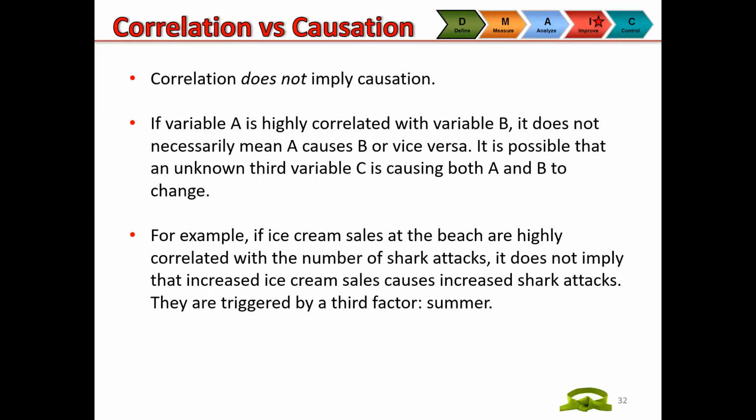Correlation does not imply causation. If variable A is highly correlated with variable B, it doesn't mean that A causes B, or vice versa. It's possible that an unknown third variable is causing A and B to change. For example, if ice cream sales at the beach are highly correlated with the number of shark attacks, it doesn't imply that increased ice cream sales cause increased shark attacks. They're triggered by a third factor, which is summer.